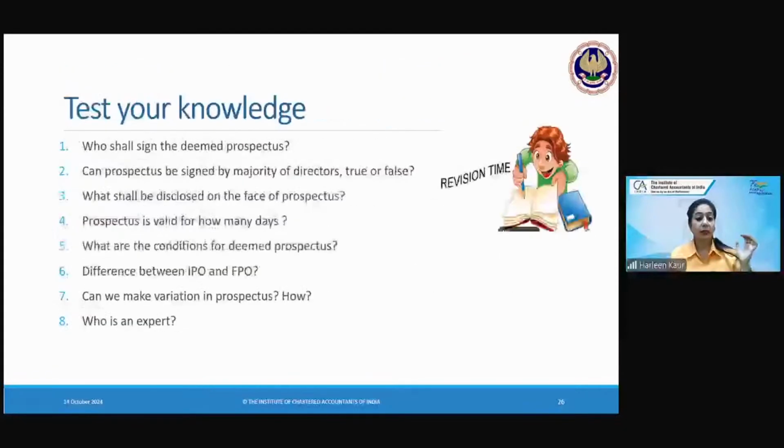This is my test of knowledge. Now, the second question is: can the prospectus under section 26 be signed by a majority of directors? True or false? Jasmine has already given the answer for the second one also. Good. Very nice. This is an MCQ taken from your ICAI module itself. The prospectus is being signed by a majority of directors. True or false? What is the correct answer?